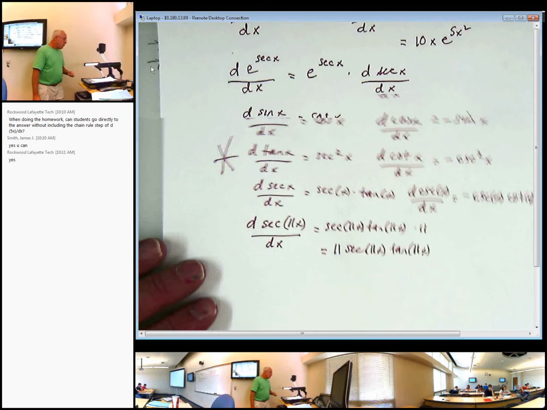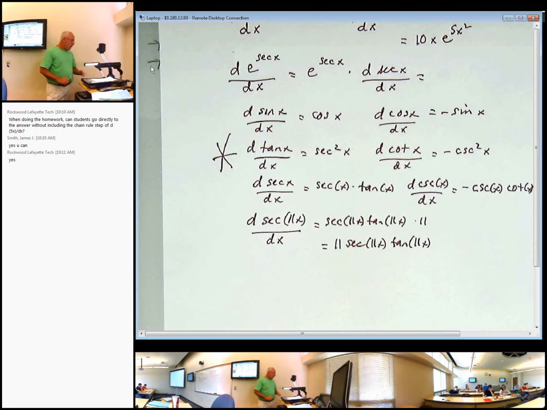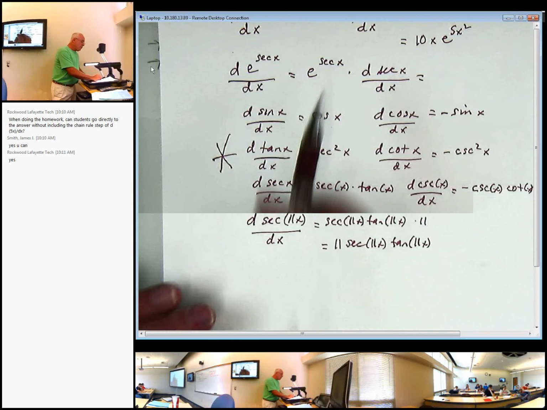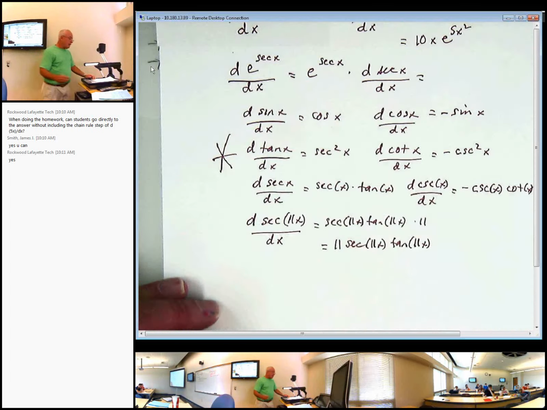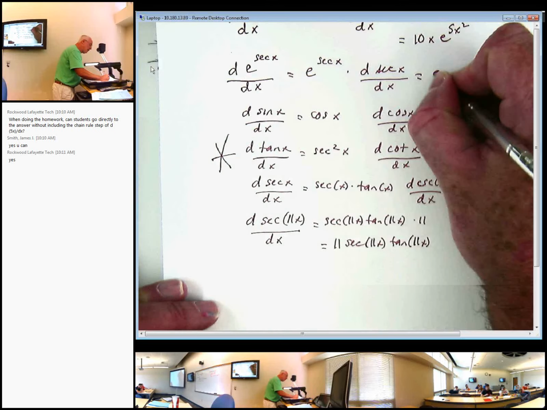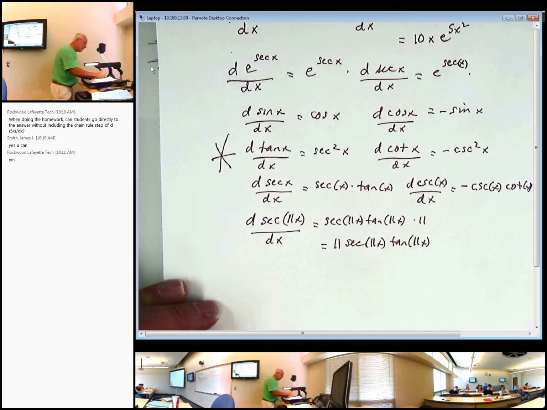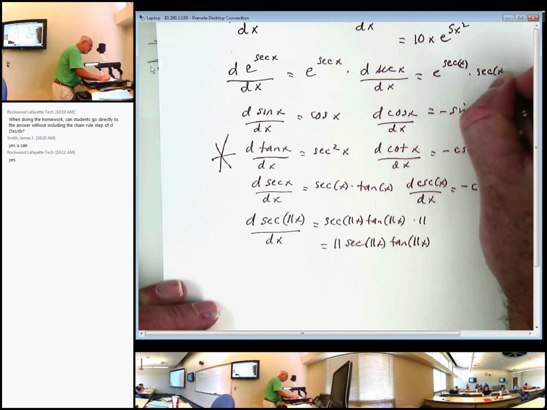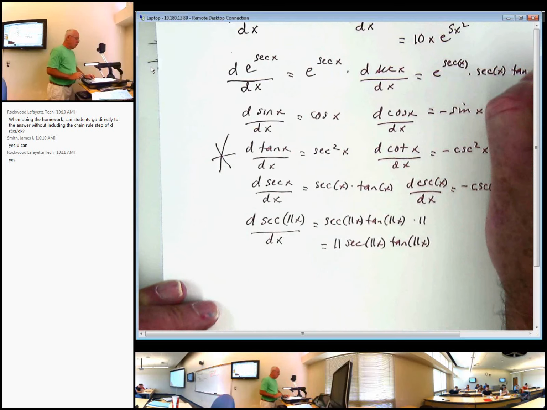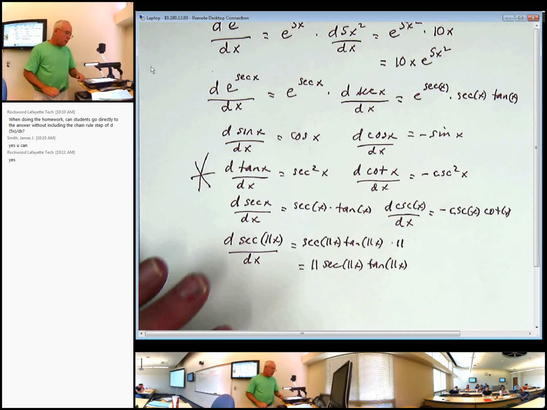All right, so let's go back up here to our original problem, derivative of e to the secant of x. It's equal to our exponent function e to the secant of x times the derivative of the secant of x, but we know that the derivative of the secant of x is the secant of x times the tangent of x. So that would be our answer for that one.